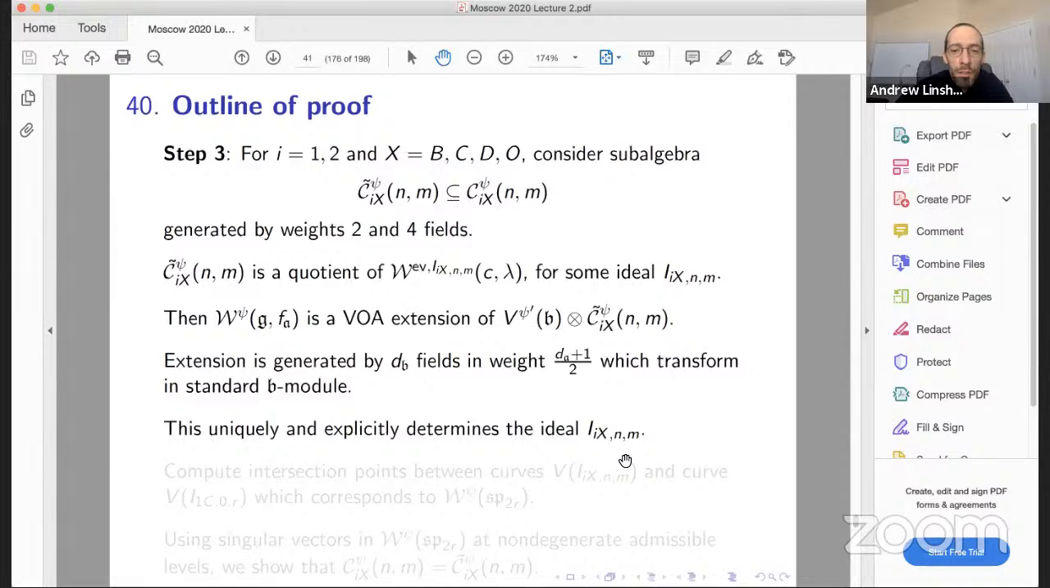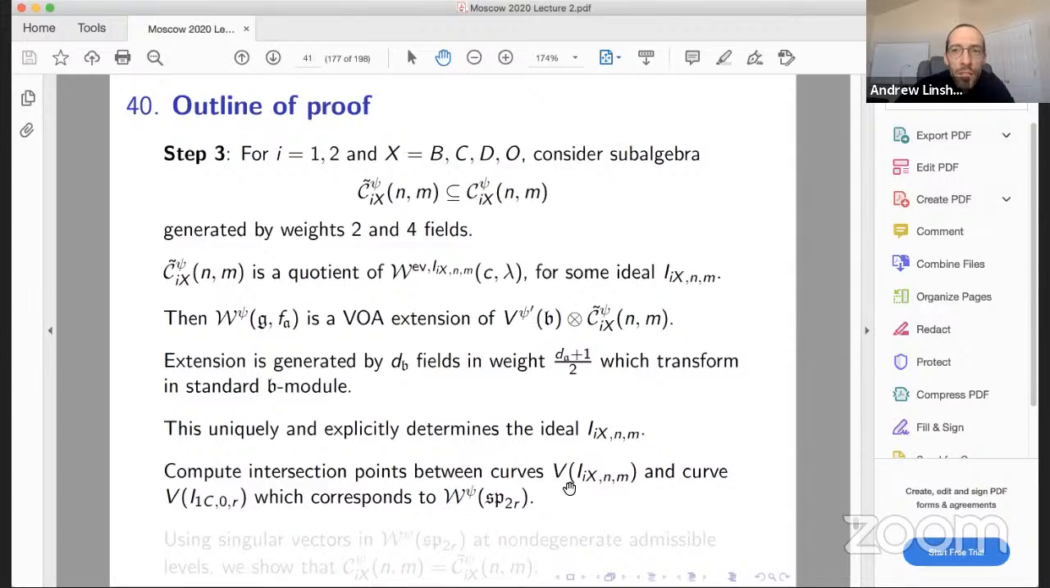You get equations for these curves, and then I can go back and take the intersection of these curves with the curve for the type C principal W algebra, and that's the curve. There are many ways of realizing, but I1C0R is one such way. And there are many intersections now. It's not just like one family, but there are many.